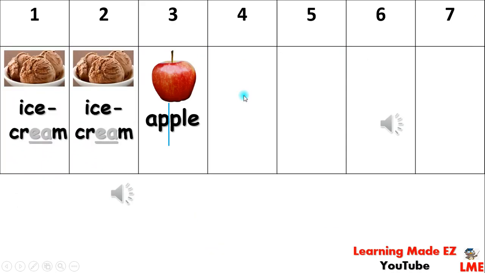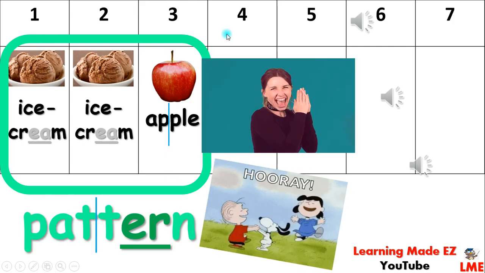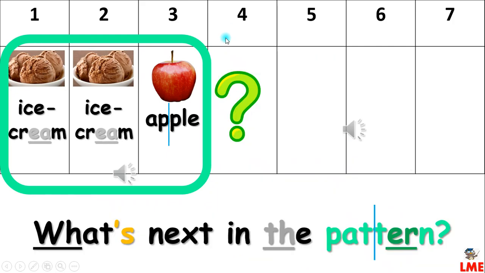This shows on days 1 and 2, there's chocolate ice cream. On day 3, Mom says no more sweets. Time to have something healthy, like an apple. Do you know what this is called? You are right. This is called a pattern. Can you guess what's next in the pattern?